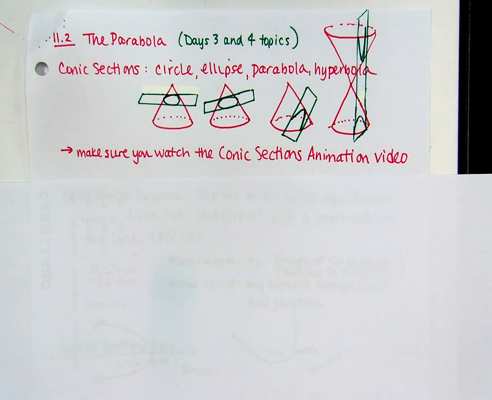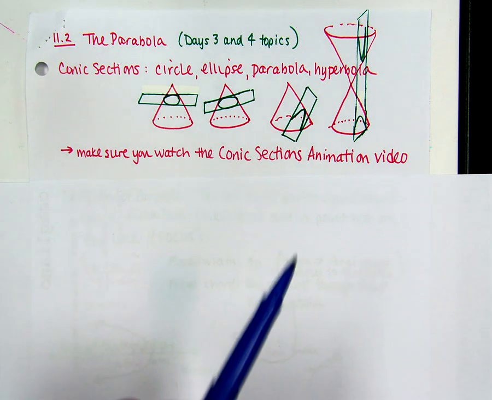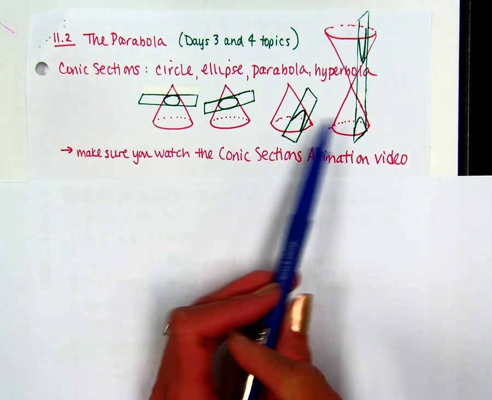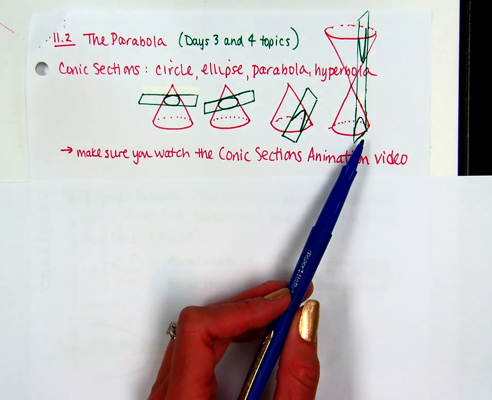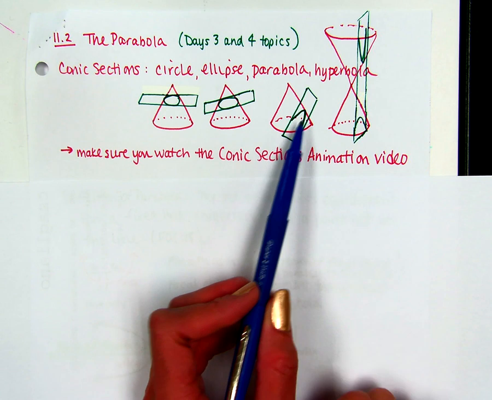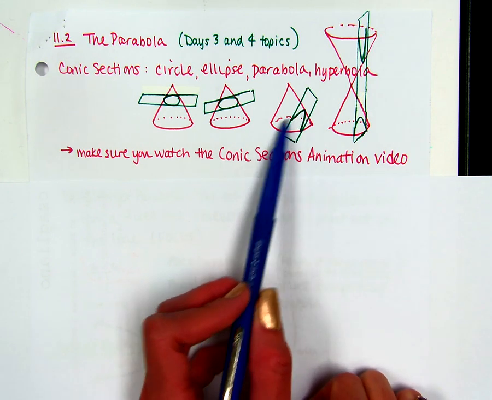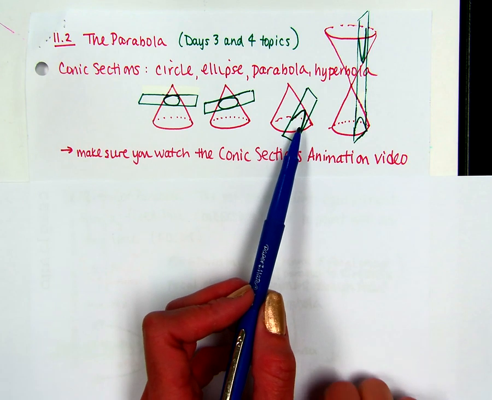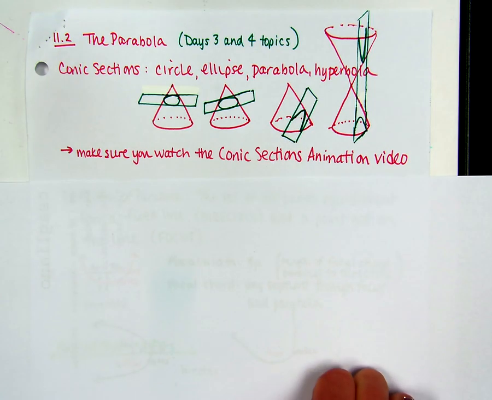Right, so today we're going to talk about parabolas, and you should have already seen the Conic sections animation video that's on this playlist, and if you haven't, then make sure you go back and do so. But parabolas are created by a plane intersecting the cone at an angle that's not 90 degrees. So that would create a hyperbola. If it intersects at an angle and intersects the base of the cone, then it creates a parabola. So that's what we'll talk about today.